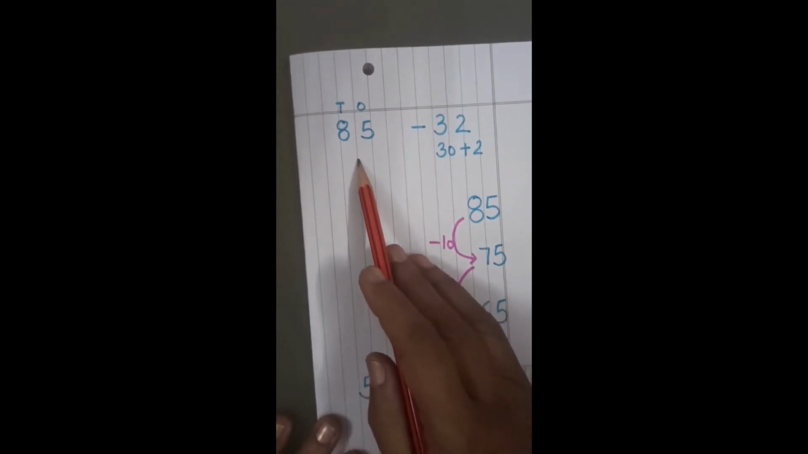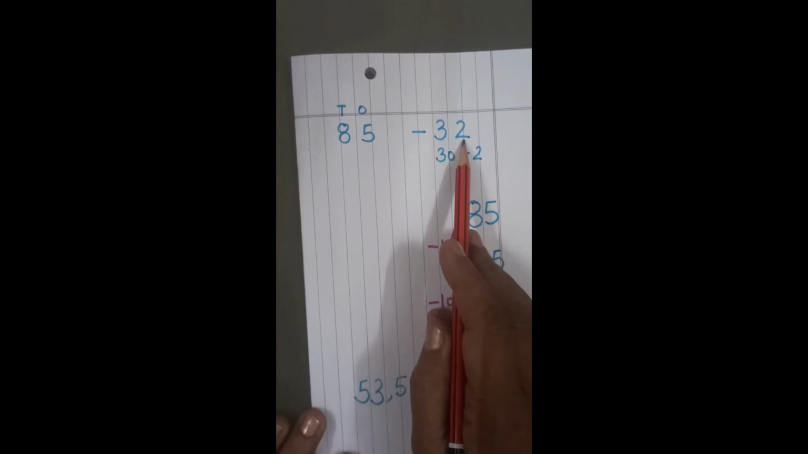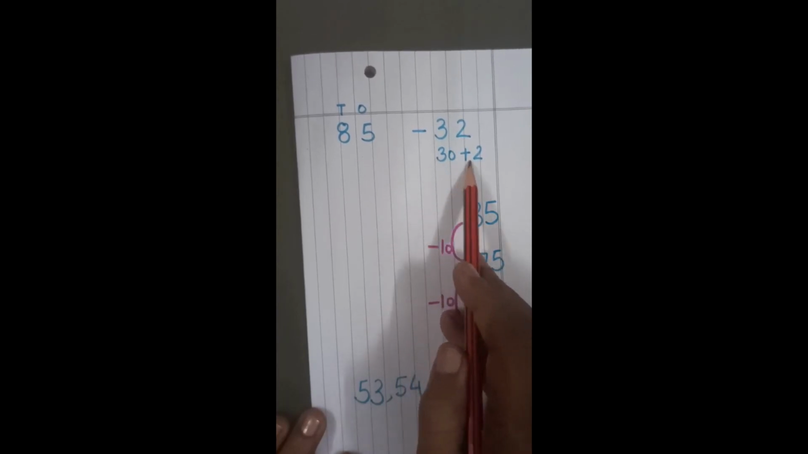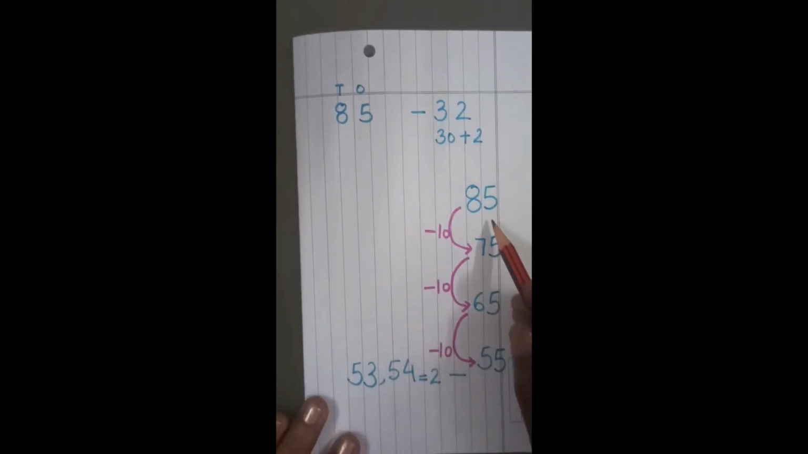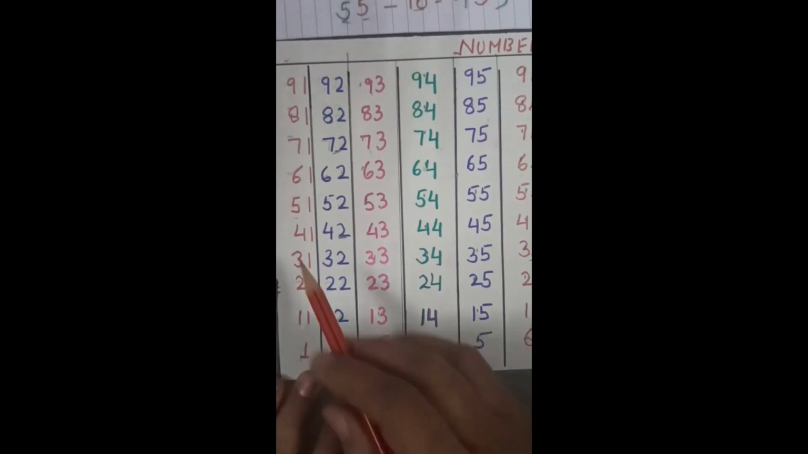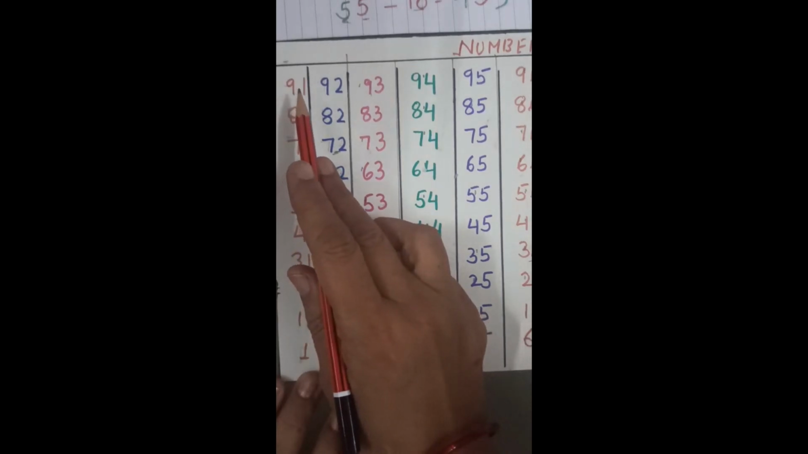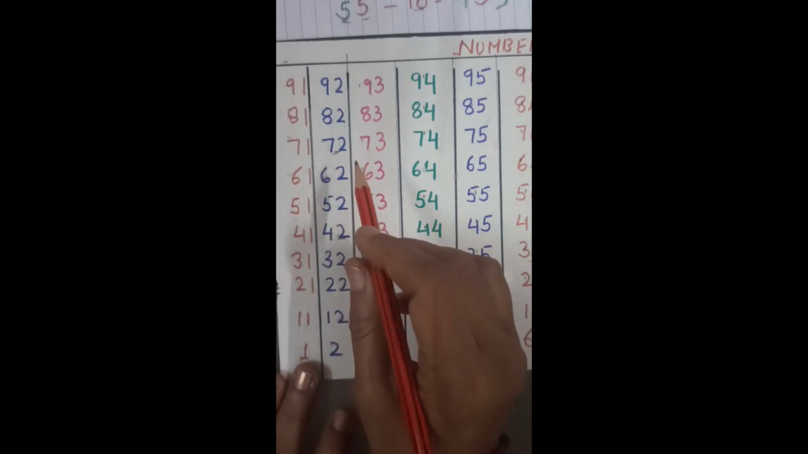So here is the last one for you. Here we have 85 minus 32. Now here again you can see 32 means 30 plus 2. Now here we have to move down. While we move down, we decrease by 10. This is in this kind of a number grid where I started from 1 at the bottom. If you start from 1 at the top, it will be different. What you have to be careful about is whether the number is decreasing while we go up or while we go down.